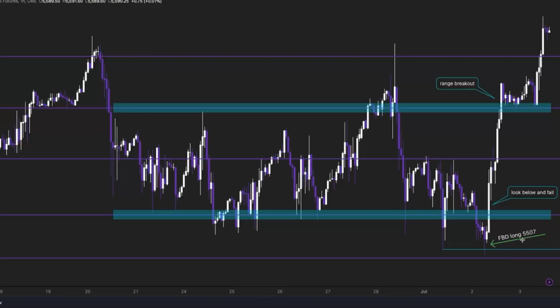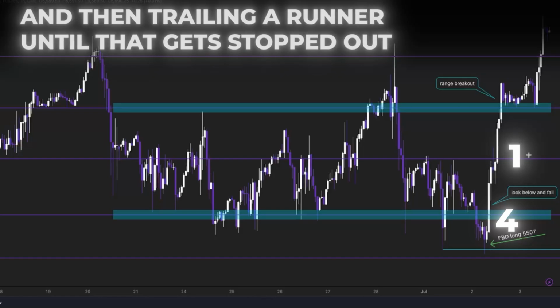Now, as far as the trade management for this trade, if I enter here, so if I've got 6 contracts, I'll be trimming 4 into the first target, 1 more into target 2, and then trailing a runner until that gets stopped out.